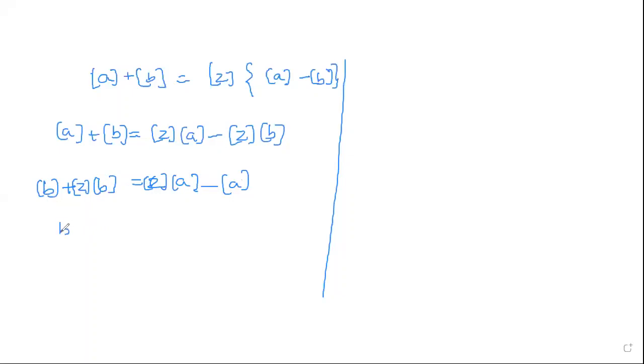From here, take the B matrix outside, so you'll have matrix Z plus, it is actually 1. How do you represent 1 in a matrix? Or what is 1 called in a matrix?